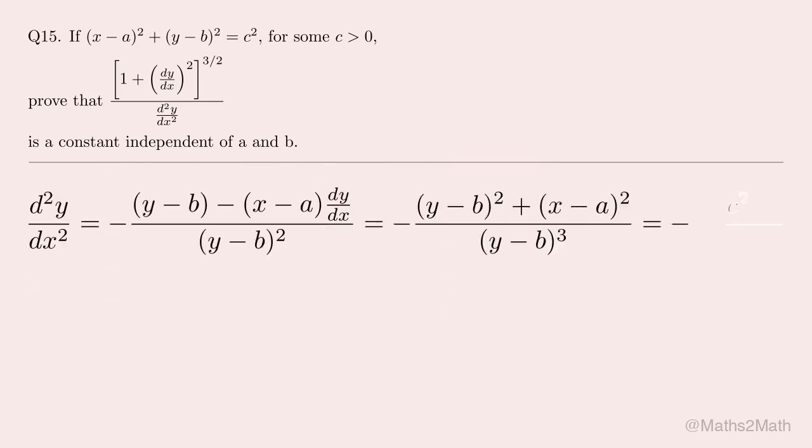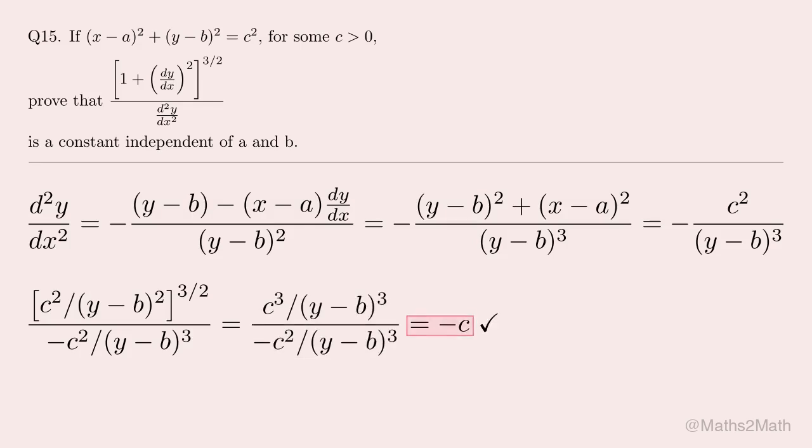Differentiate the slope again with the quotient rule and substitute the same identity. Assemble the quotient. The offsets cancel completely, leaving minus c, a constant free of r and b.